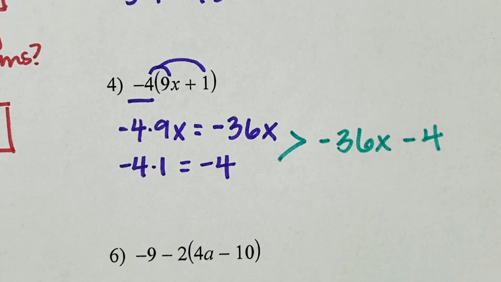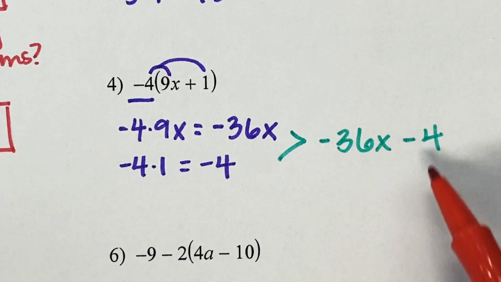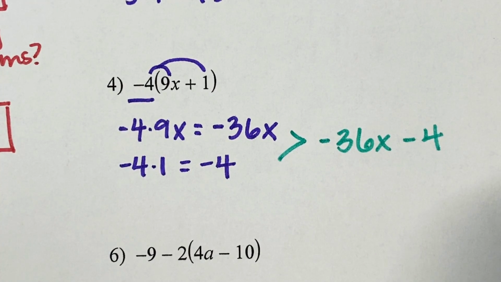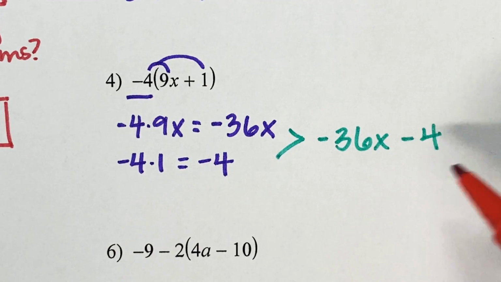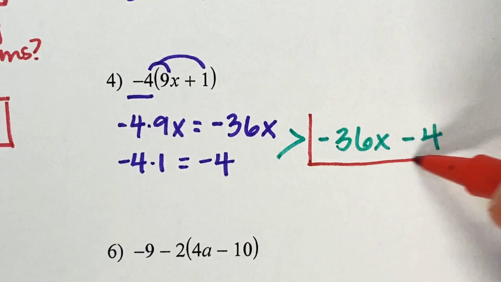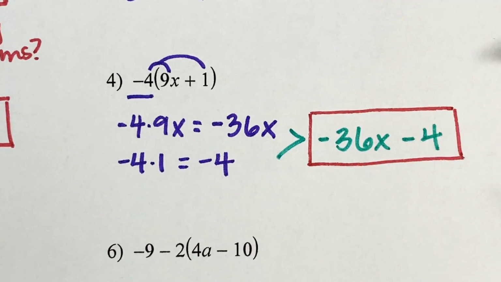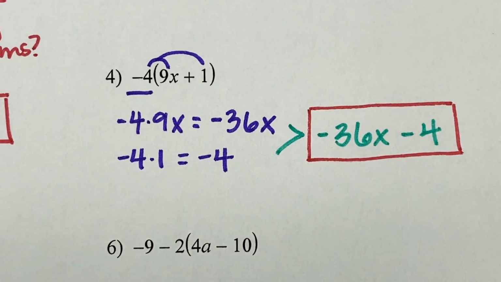Last step is to see if they are like terms. Can we combine them anymore? So negative 36x and negative 4, can we combine them? No, we cannot, because the 36 has the x, the negative 4 does not. So that is simplified.